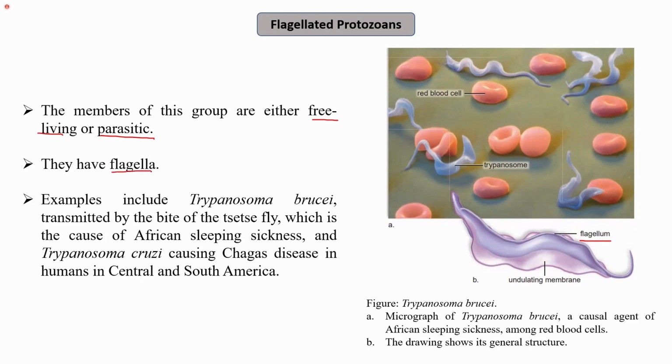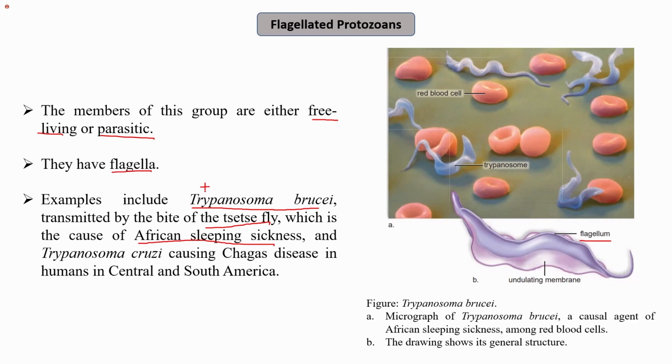They have flagella, as the class suggests. They are flagellated protozoans. The most important thing to remember in flagellated protozoans is the examples. These examples are very important for you to remember, as these organisms cause diseases which are very deadly. The examples include Trypanosoma brucei, which is transmitted by the bite of the tsetse fly, which is the cause of African sleeping sickness. So this is very important to remember.